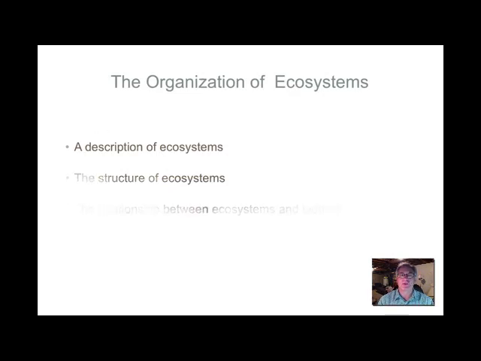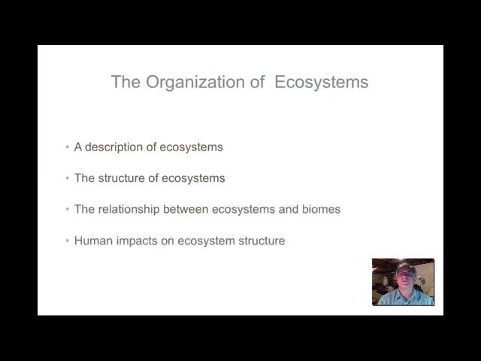Thirdly, we'd like to look at the relationship between ecosystems and biomes. A lot of people will interchange those words, but really when we're looking at an ecosystem, it's made up of subsets of biomes. And the other thing we're going to take a look at, of course, is what humans provide as far as impacts on ecosystem structure. There are man-made types of ecosystems. We're going to look at those as well. So that's what we're trying to accomplish in today's lesson.